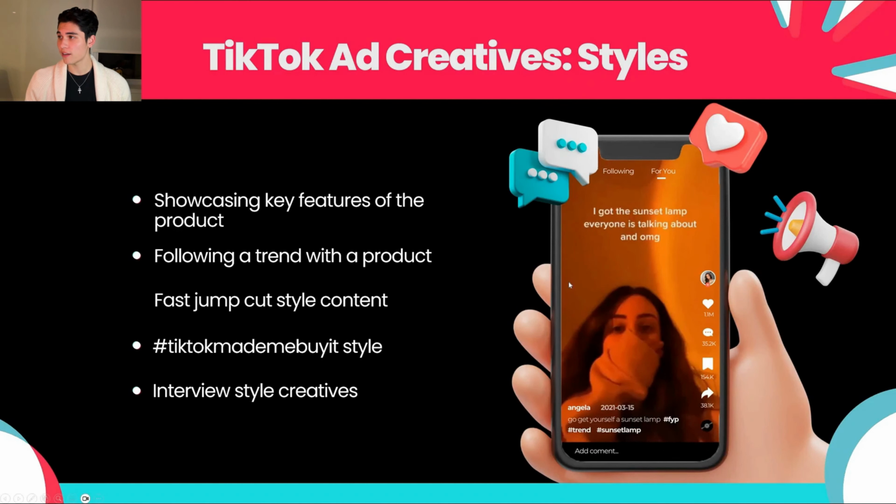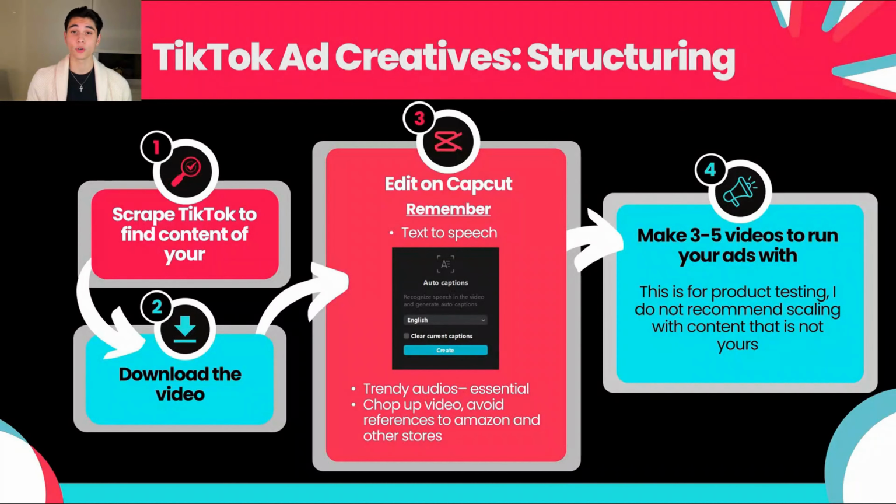So now right here, we have an example of a product. You see it's super native and super raw and authentic. "I just got the sunset lamp everyone is talking about, and OMG," and it just simply shows off the sunset lamp. These are the types of creatives that do great on TikTok. So here's the structure when it comes to TikTok ad creatives.